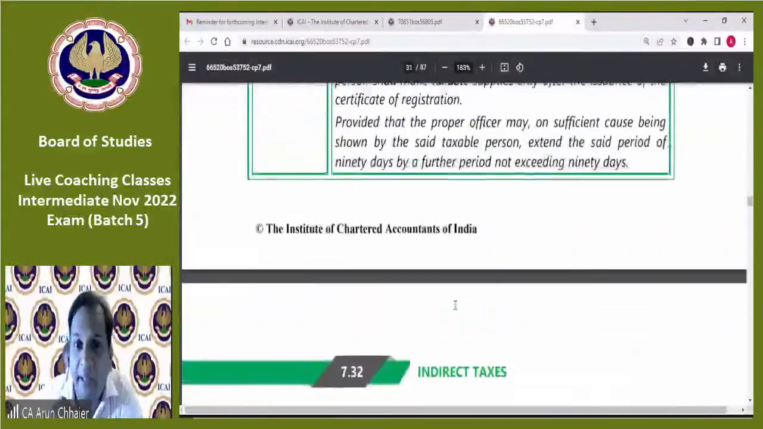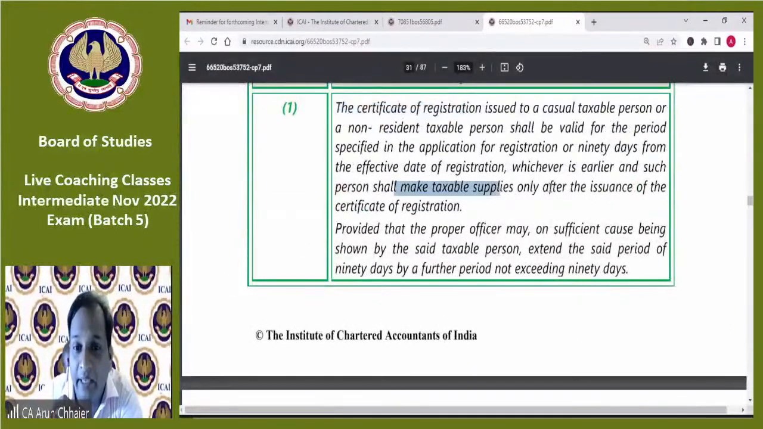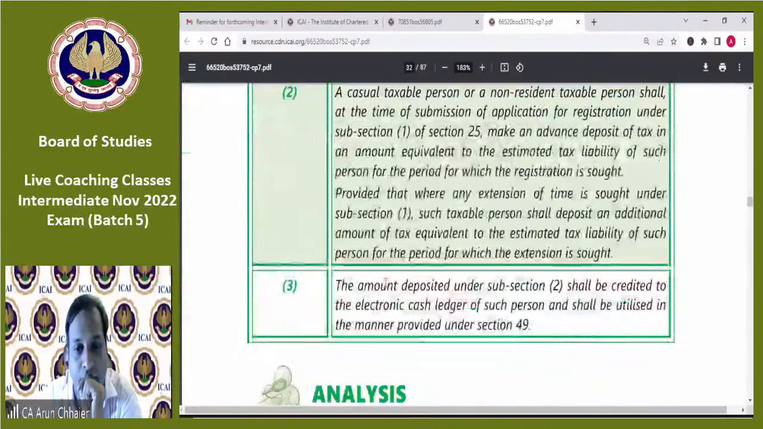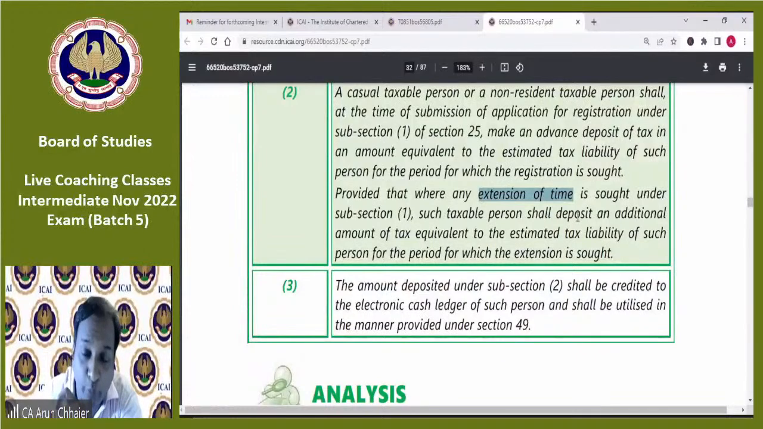I can do the supply only when I have the registration. I can make the taxable supplies only after certificate of registration. All provision are same. I have to pay the advance tax on estimated tax liability. If I am asking the extension of another 90 days, I have to again pay the GST on advance. I have to pay the GST on advance basis. Again, I have to give the estimated turnover on which I have to pay the GST on advance for further extension of 90 days.